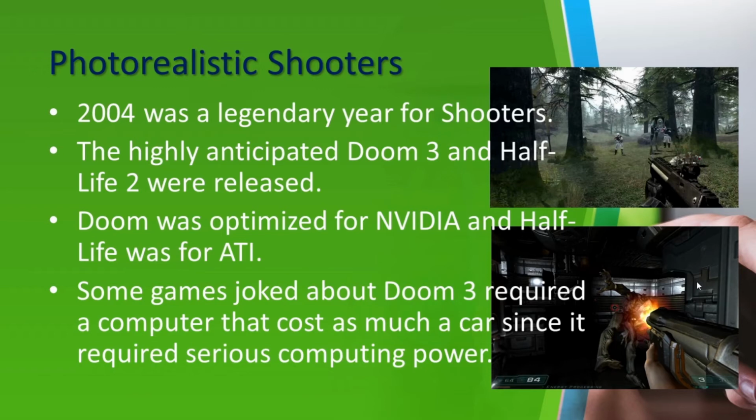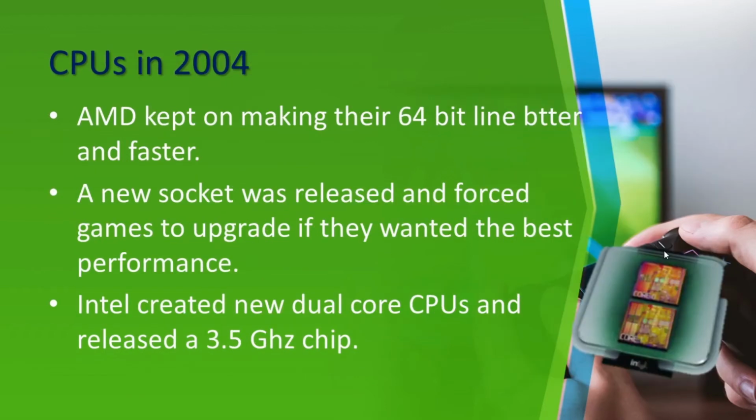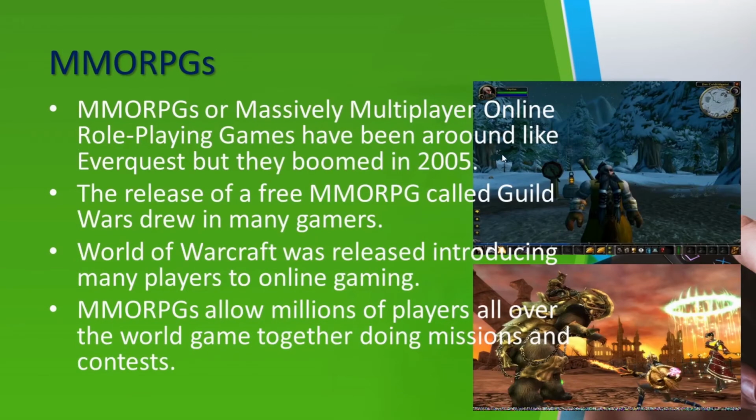That could be your CPU processes and GPU processes way back in 2004. So CPUs in 2004, AMD kept on making their 64-bit line better and faster. A new socket was released and forced gamers to upgrade if they wanted the best performance. Intel created a new dual-core CPU and released a 3.5 GHz chip.